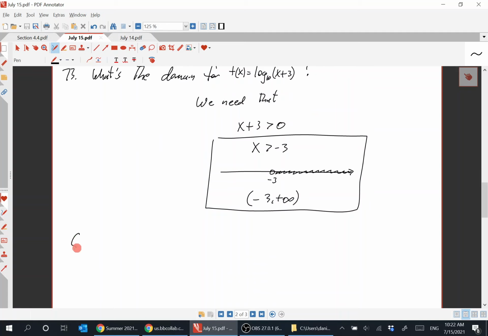Here's a similar question. Find the domain for f of x equal to the natural log of x squared plus 1.